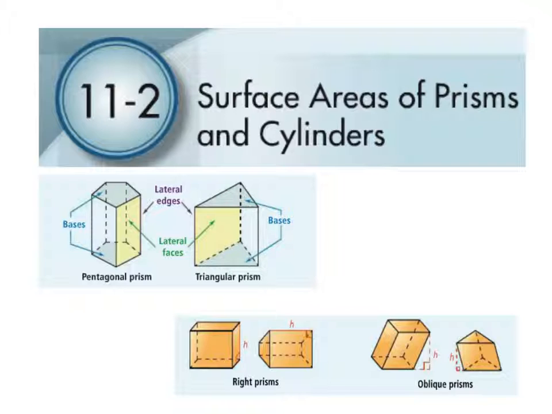A right prism just stands straight up with a right angle, perpendicular to the ground. It can lay on its side and still be considered a right prism. An oblique prism is something that tilts off to the side. And we'll deal with some oblique prisms, but mostly we'll be dealing with right prisms.